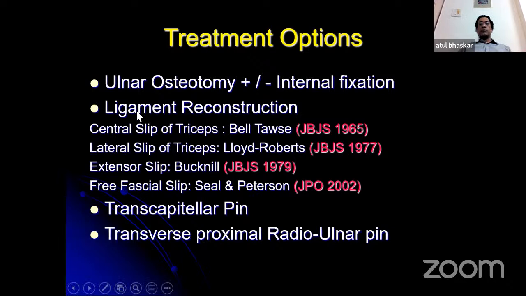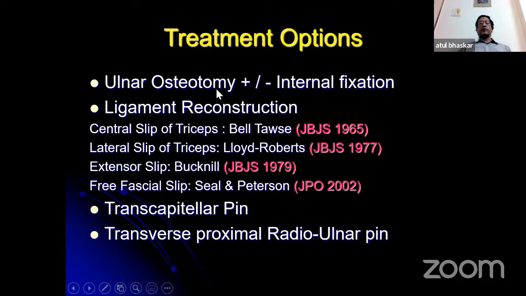You may or may not need to do a ligament reconstruction depending on the duration of the Monteggia. Never use a pin, a transcapitellar pin, because of very high chance of stiffness, and never use a transverse proximal radial pin. So from the exam point of view, your approach will be the Boyd approach: expose the radial head, excise the fibrous tissue which is present inside the joint. Once you excise the fibrous tissue, the head is then reduced, and there's no soft tissue hindrance.